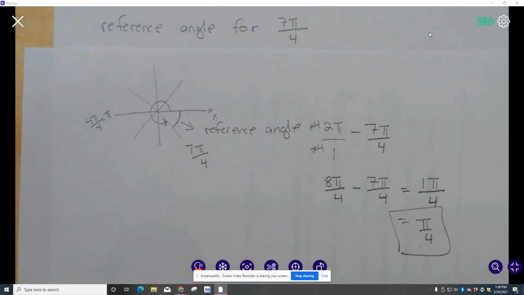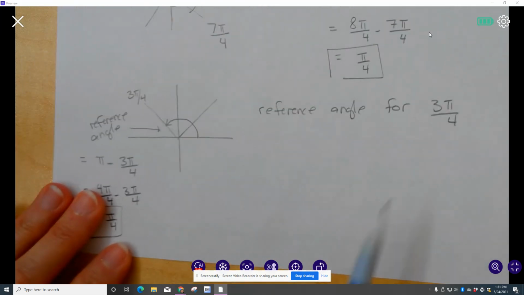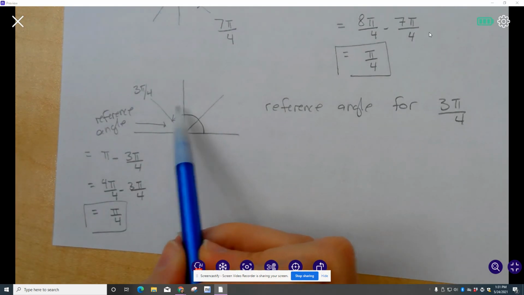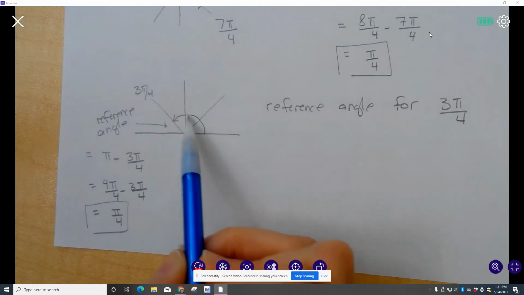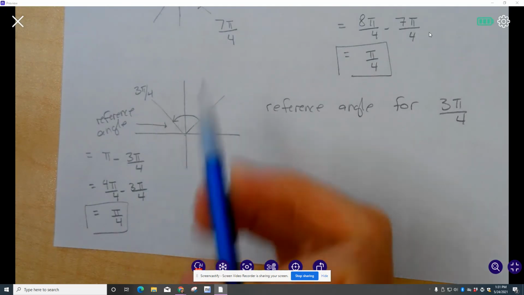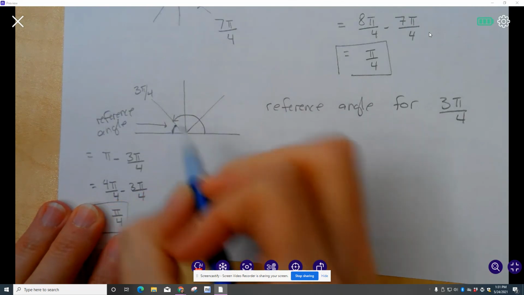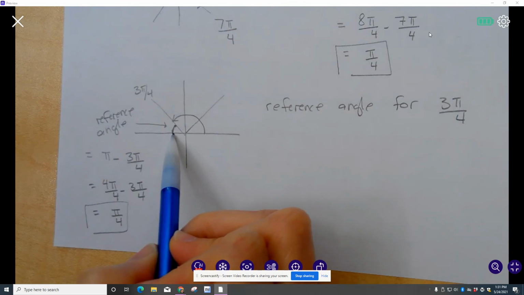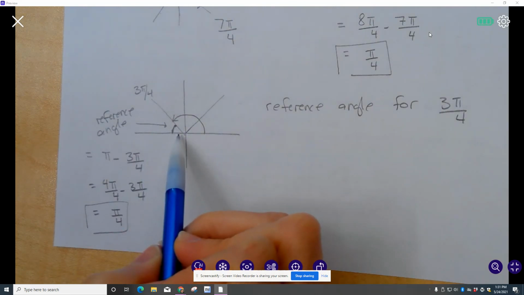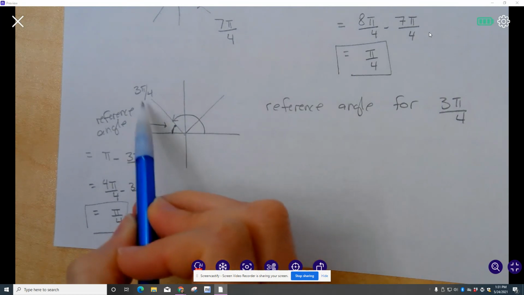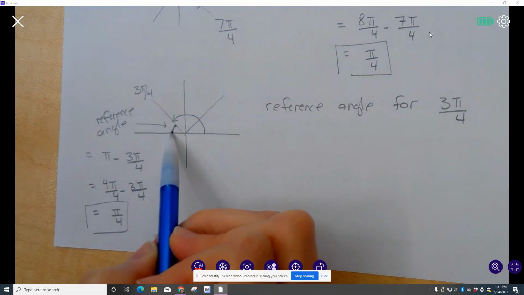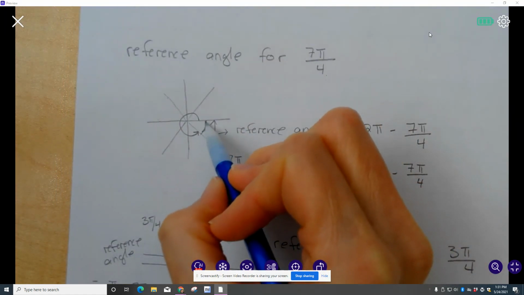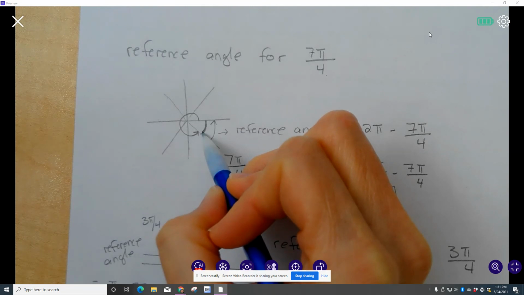Then in the next one, they asked you to find the reference angle for 3 pi over 4. I did the counting thing again: 1 pi over 4, 2 pi over 4, 3 pi over 4. So this is 3 pi over 4, and this right here would be the reference angle. Notice this touches the x-axis. The reference angle is always going to be less than 90, so it's an angle less than 90 that touches the x-axis. Like this one up here, this was our reference angle. Notice it's less than 90.